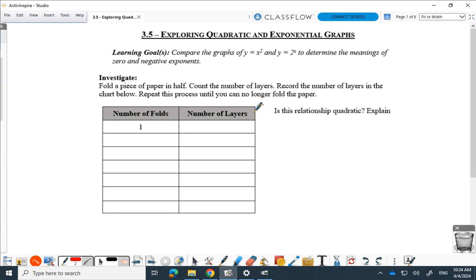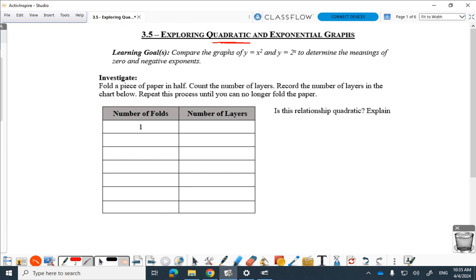Exploring quadratic and exponential graphs. Hopefully, we have a little feel for what quadratic graphs look like. We weren't supposed to get too crazy in this chapter. We were just supposed to go, what is a quadratic? What does it look like? We didn't do too much here.